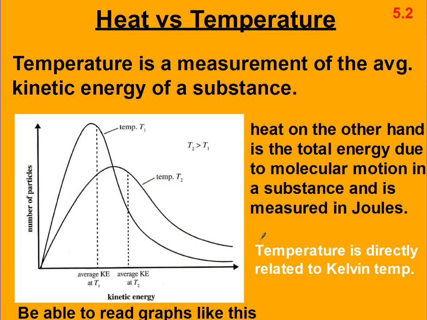Make sure you know that temperature is directly related to Kelvin temperature. Whoever has a higher Kelvin temperature has more kinetic energy. Make sure that you can read graphs like this, the Boltzmann distributions. You can see it in the sense of this problem where it says which graph or which curve, T1 or T2, represents a higher temperature. Or it can also be, when we talk about gases, which gas is diffusing at a greater rate. So T2 is the higher temp.